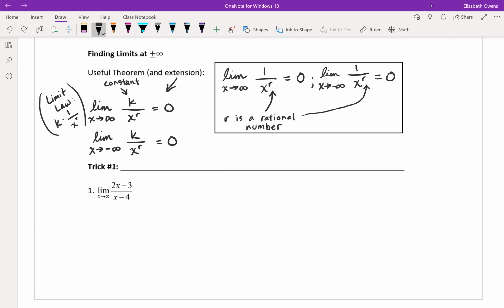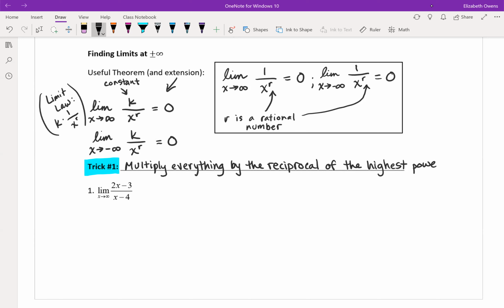Okay, so now how are we going to use this? Well, these are going to be our new limit tricks. Trick number 1 for finding limits at positive or negative infinity is to multiply everything by the reciprocal of the highest power of x in the denominator. It's kind of a long sentence, but we'll get the trick. Let's see what we mean by this.